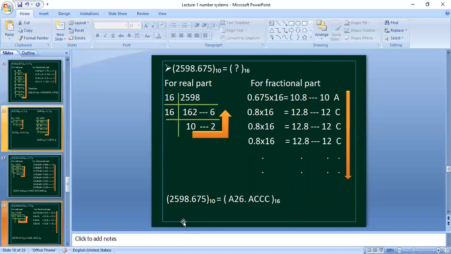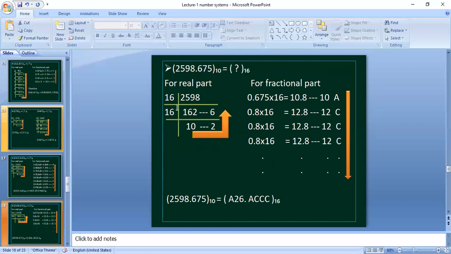In a similar way, here I'm taking an example containing both an integer part and a fractional part. If you want to convert this decimal number to hexadecimal, the base or radix of the hexadecimal number system is 16. If you want to convert the integer part, we need to do successive division with 16. And if it has a fractional part, we need to do successive multiplication with 16.